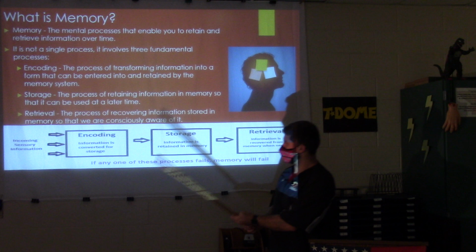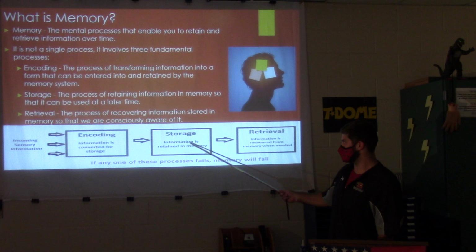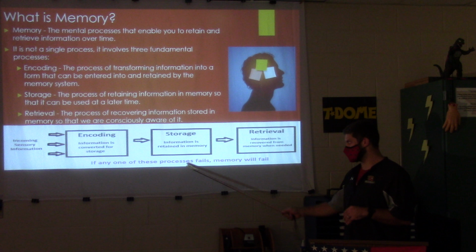So we have incoming sensory information. We encode it, okay? We get it ready and convert it for storage. Then information is retained in memory. That's storage. And then retrieval: information is recovered from memory when needed. If any one of these processes fails, memory will fail.